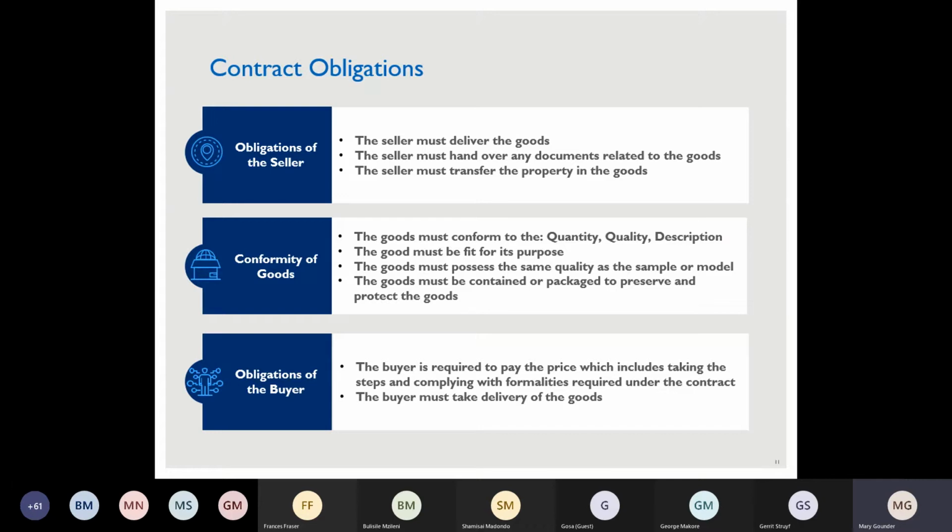The obligations of the buyer: the buyer is required to pay the price, which includes taking the steps and complying with formalities required under the contract, and the buyer must take delivery of the goods. So if I bought from you, I need to make sure I pay the price and I take delivery of the goods.